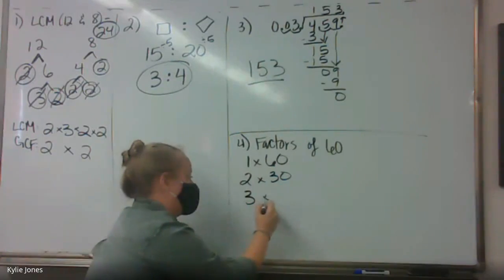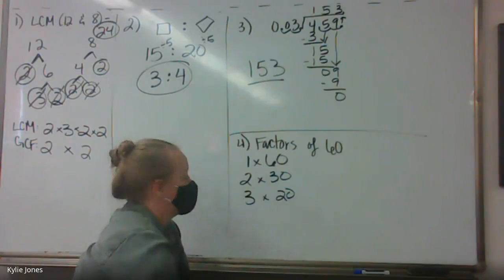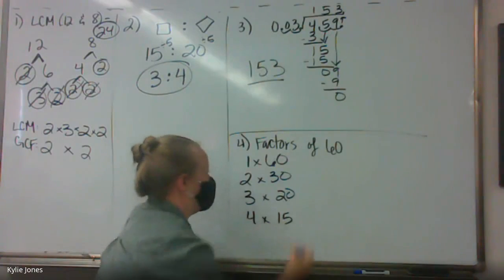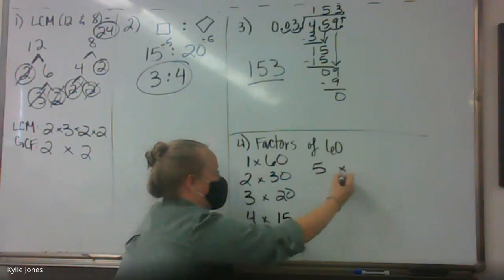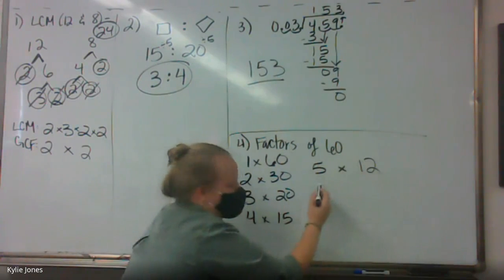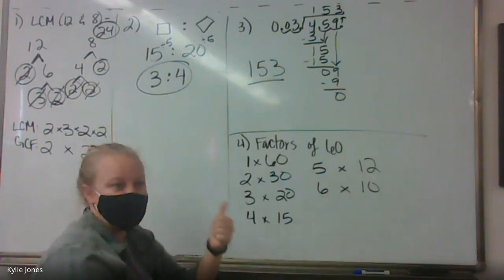3 and 20. Good. 3 goes into it 20 times. What about 4? Yes, 4 times 15. Good. What about 5? Yes, 5 and 12. 6? Yes, 6 and 10, and that's the last one. So 7 does not go into it.